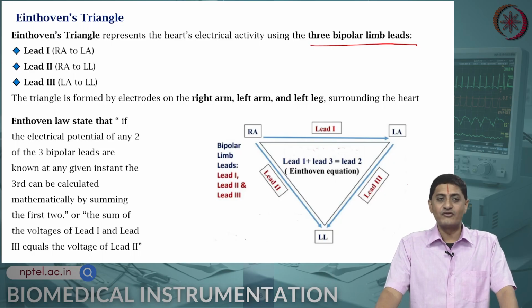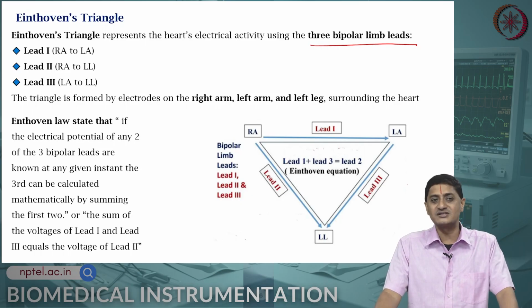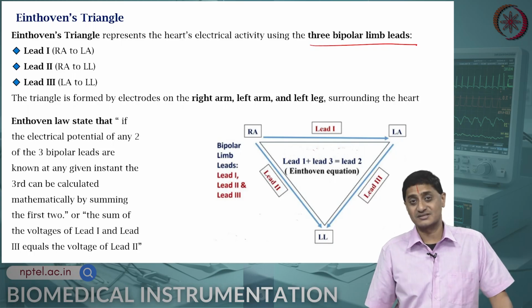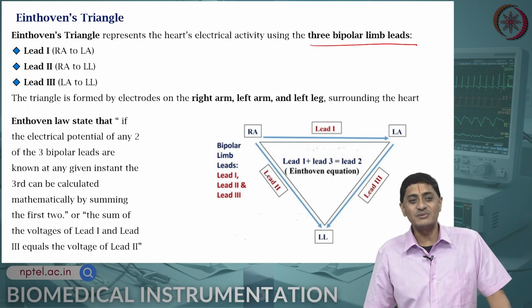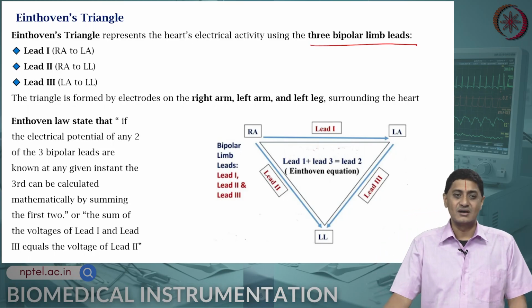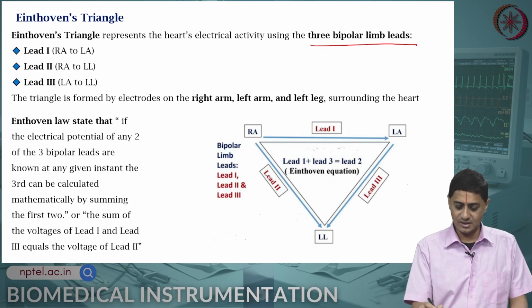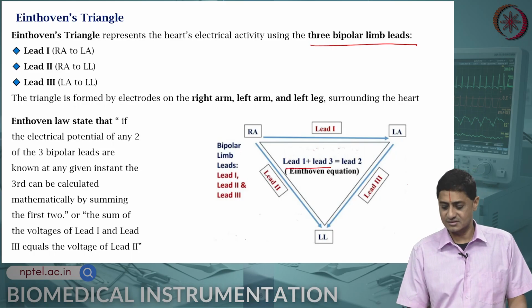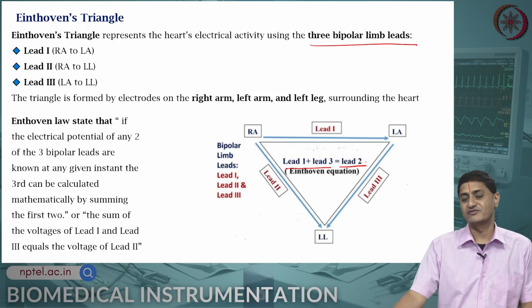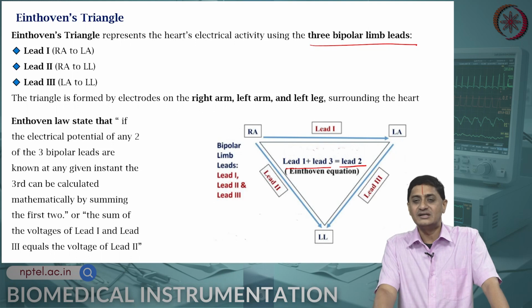Einthoven's law is the following: if the electrical potential of any two of the three bipolar leads are known at any given instant, then the third can be computed by algebraically summing. These are vectors. So the sum of the voltages of lead 1 and lead 3 together, you get lead 2. If you sum lead 1 and lead 3, you get lead 2.